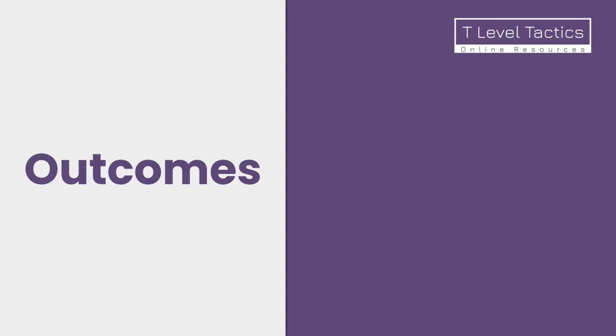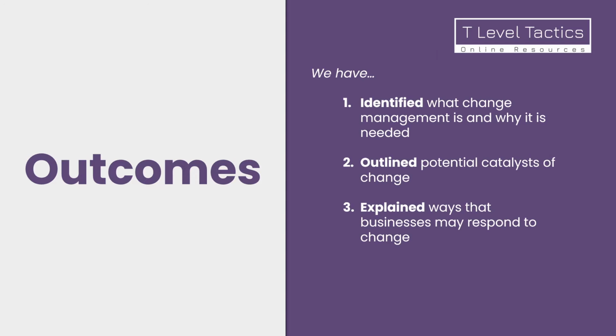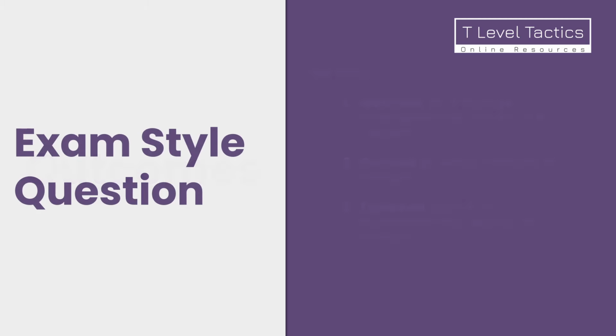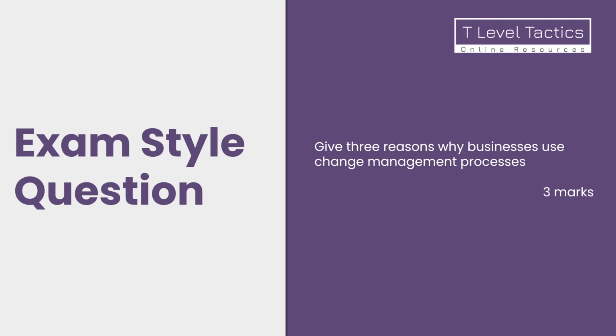Okay, so we've identified what change management is and why it's needed. We've looked at some potential catalysts and reasons for change in a business or organization. And we've also taken a look at ways that businesses could respond to that change and what they might do. So you should be ready to have a go at this exam-style question. Give 3 reasons why businesses use change management processes. It's 3 marks, so 1 mark for each valid reason that you give.